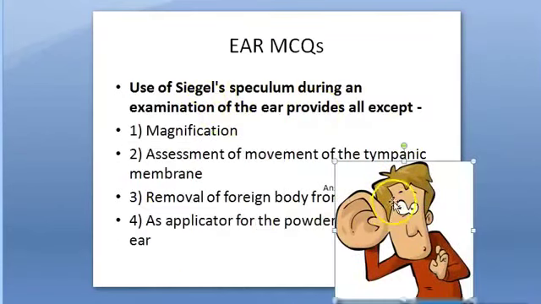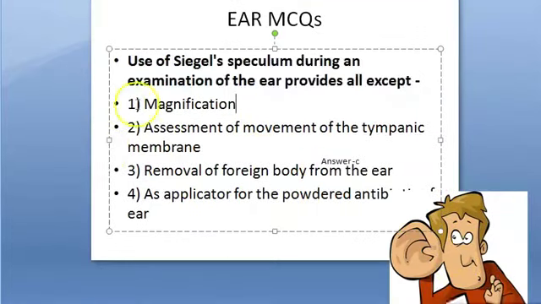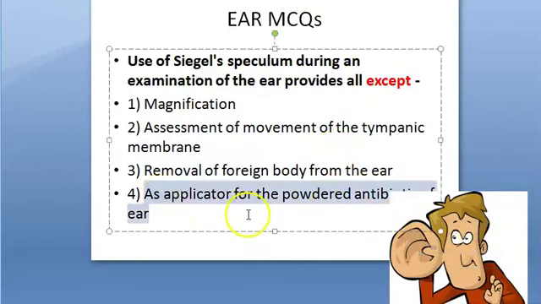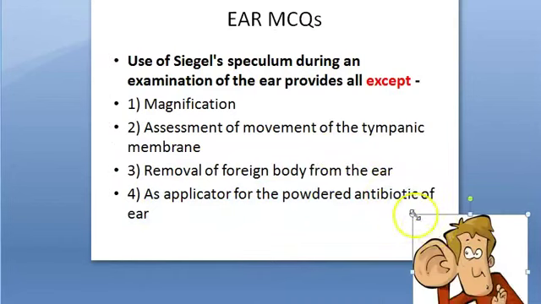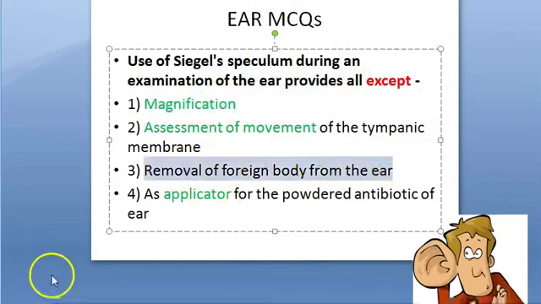Seagull speculum: use of seagull speculum during an examination of the ear provides all except. So here it's an except question. What are they not using it for? Three options are correct: assessment of the movement of tympanic membrane, removal of foreign body, as applicator of powdered antibiotic of the ear. You can use it as an applicator, you can use it to assess the movement, you can use it for magnification, but you cannot use it for removal of foreign body from the ear.